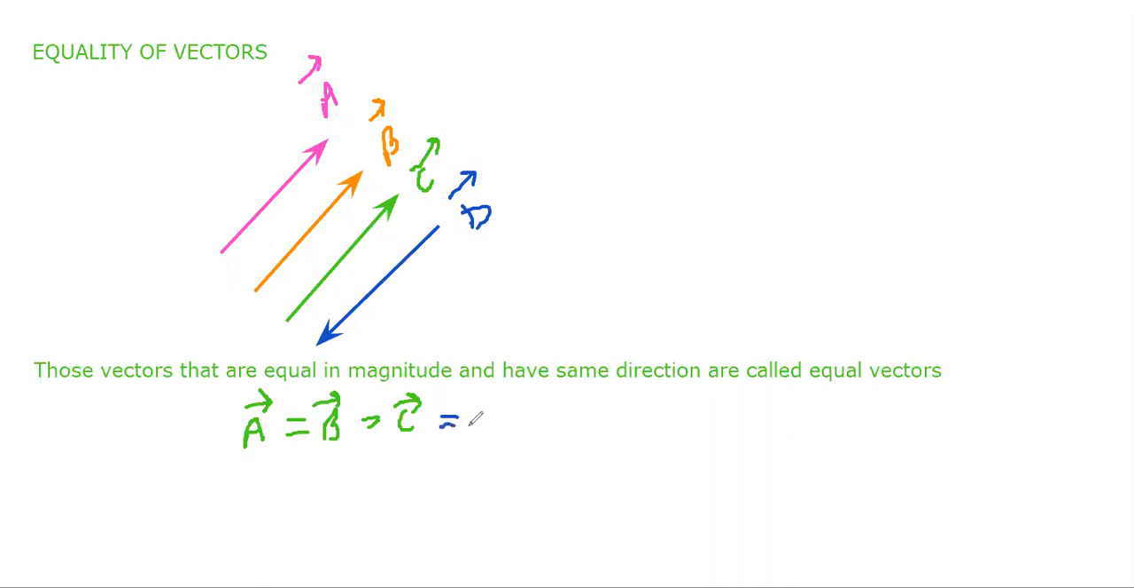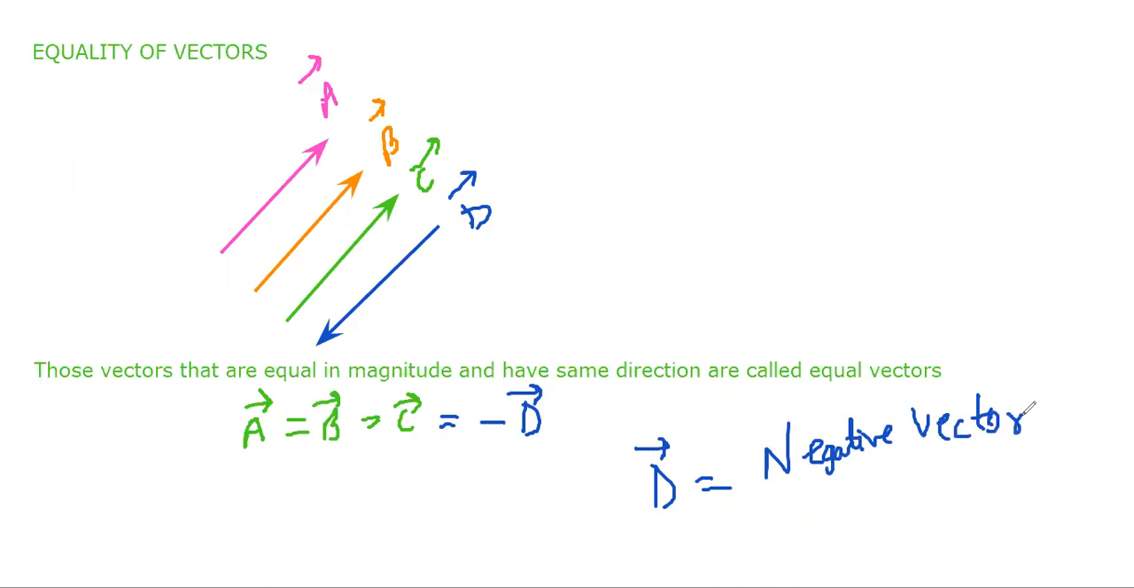So how do you represent this vector? You will represent this by minus D vector, and such types of vectors are known as negative vectors. So if you want to define a negative vector, it would be a vector having the same magnitude but opposite direction. So all these come under the topic equality of vectors.